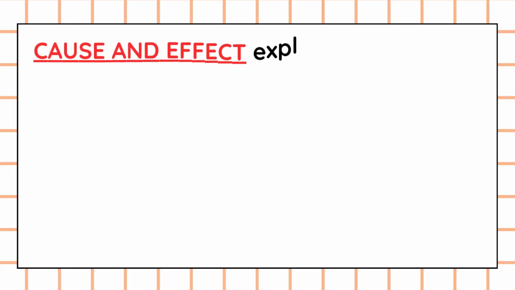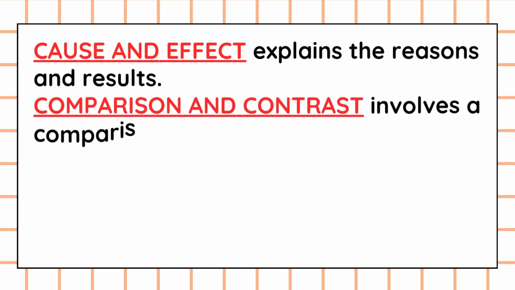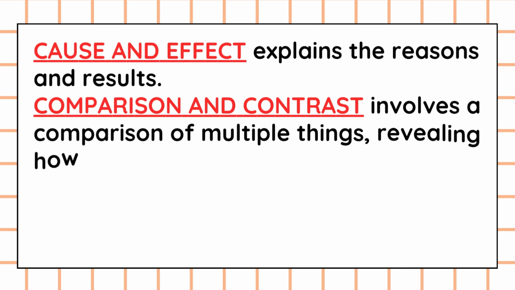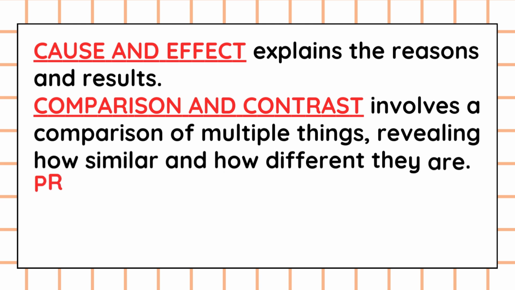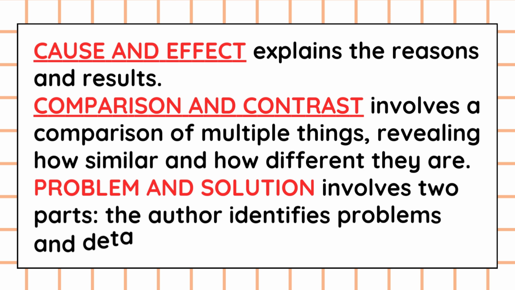Cause and effect explains the reasons and results. Comparison and contrast involves a comparison of multiple things, revealing how similar and how different they are. Problem and solution involves two parts. The author identifies problems and details solutions to the problems.